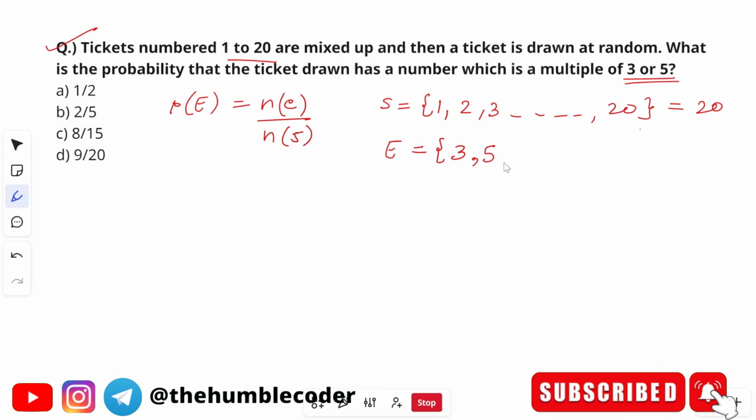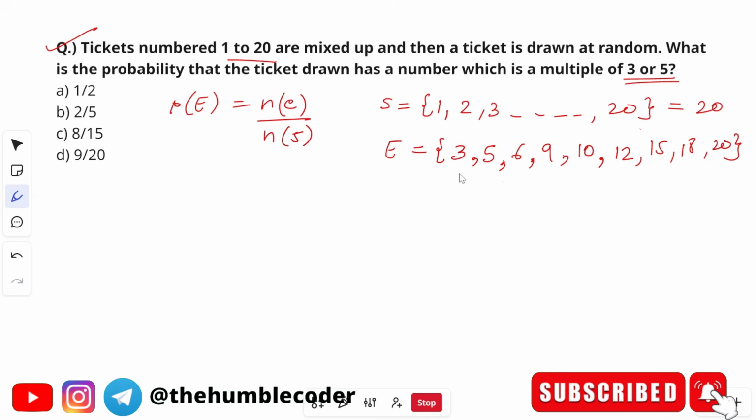The next number is 5, which is a multiple of 5, then 6, which is a multiple of 3. Then 7 cannot come, 8 cannot come, 9 can come because it is a multiple of 3. Next is 10, which is a multiple of 5, 12, a multiple of 3, then 15, then 18, and then 20. So in this way we have prepared the event, which was a multiple of 3 or 5. We have taken all the numbers from 1 to 20 which are multiples of 3 and 5.